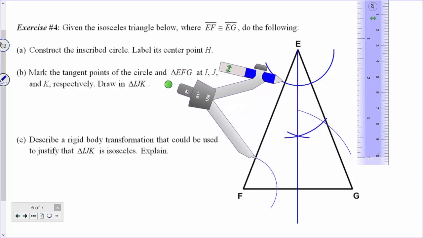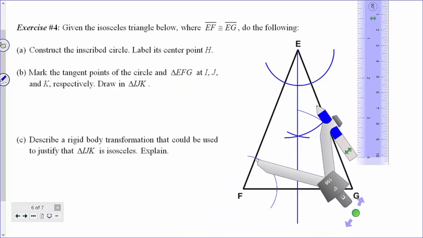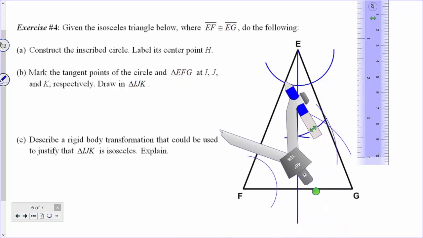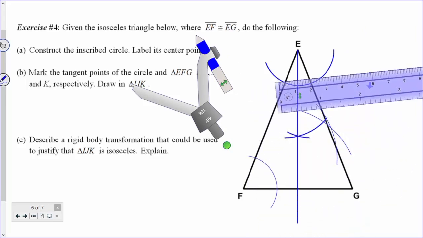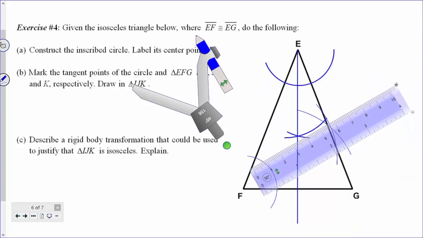Go kind of like this. Switch. And just gotta remember what arc is what, and what X is what, so to speak. Here we go.